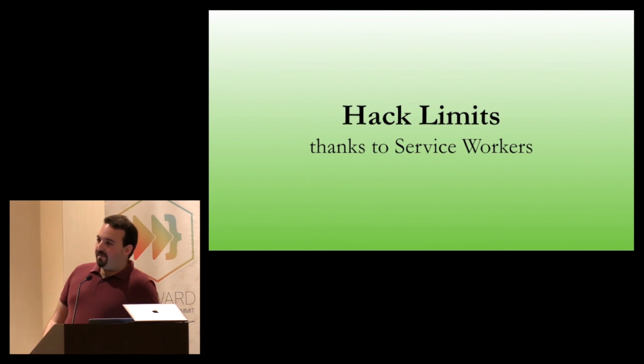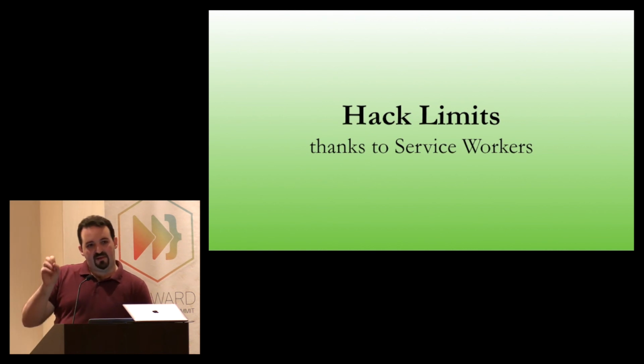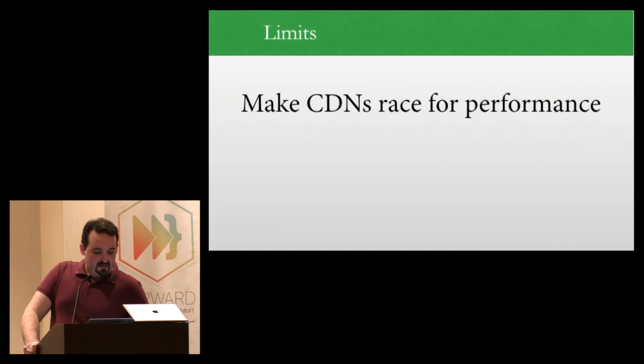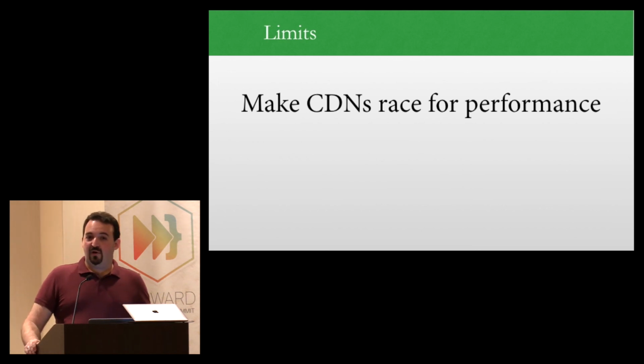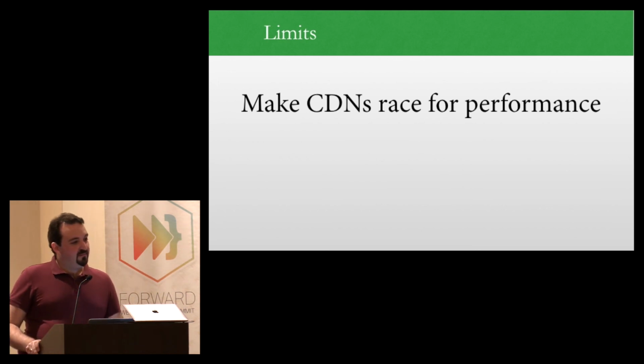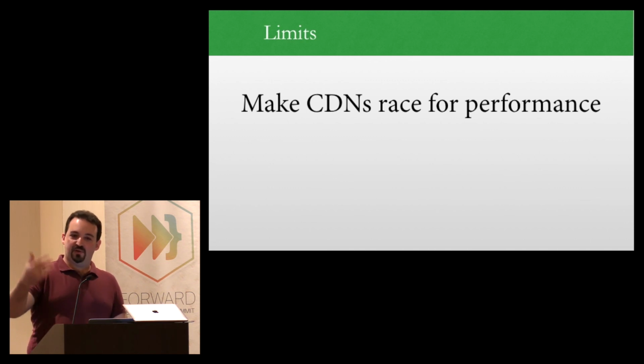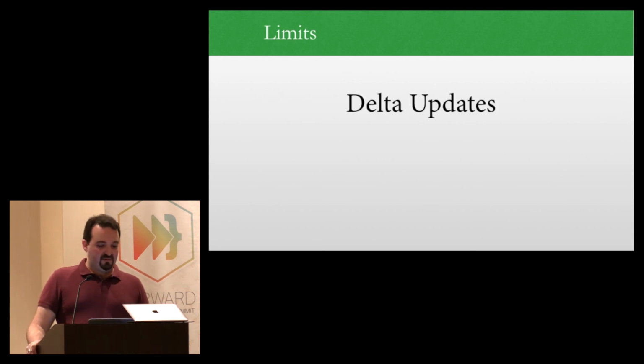Then the last part that I have here is, okay, how can we get past the limits that we have on the browser today, thanks to service workers? So this is a couple of ideas to try to blow your mind a little bit. So what if we can make a CDN race for performance? So we are loading images or scripts or CSS, and we have different CDNs. So we can make them race with service workers, okay? And then the faster one is the one that we're going to use from that time on in that load. That's possible today with service workers.